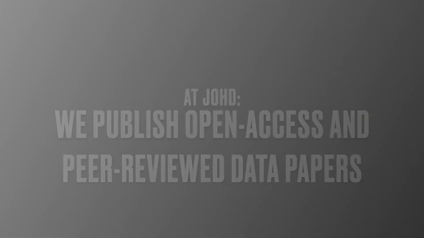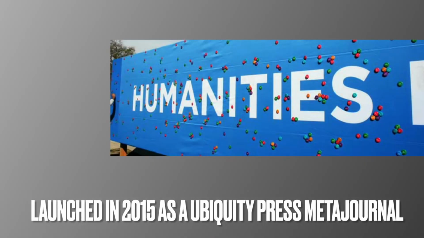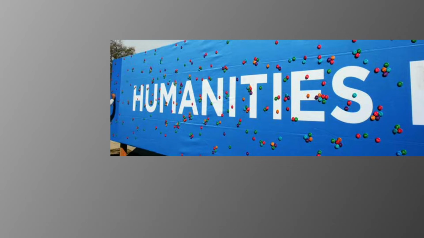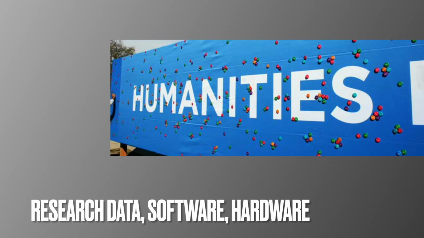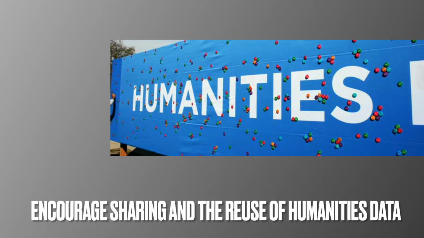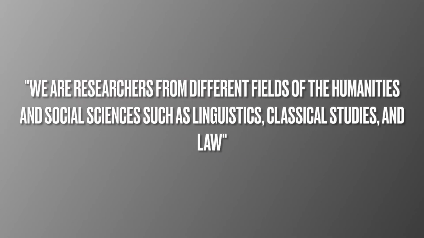The Journal of Open Humanities Data was launched in 2015 as part of the Ubiquity Press meta-journal portfolio. These meta-journals publish about research data, software, and hardware. The goal was to promote the values of sharing and reuse of data in the humanities in view of the situation just described. The JODE team consists of researchers from different fields of the humanities and social sciences, such as linguistics, classical studies, and law.